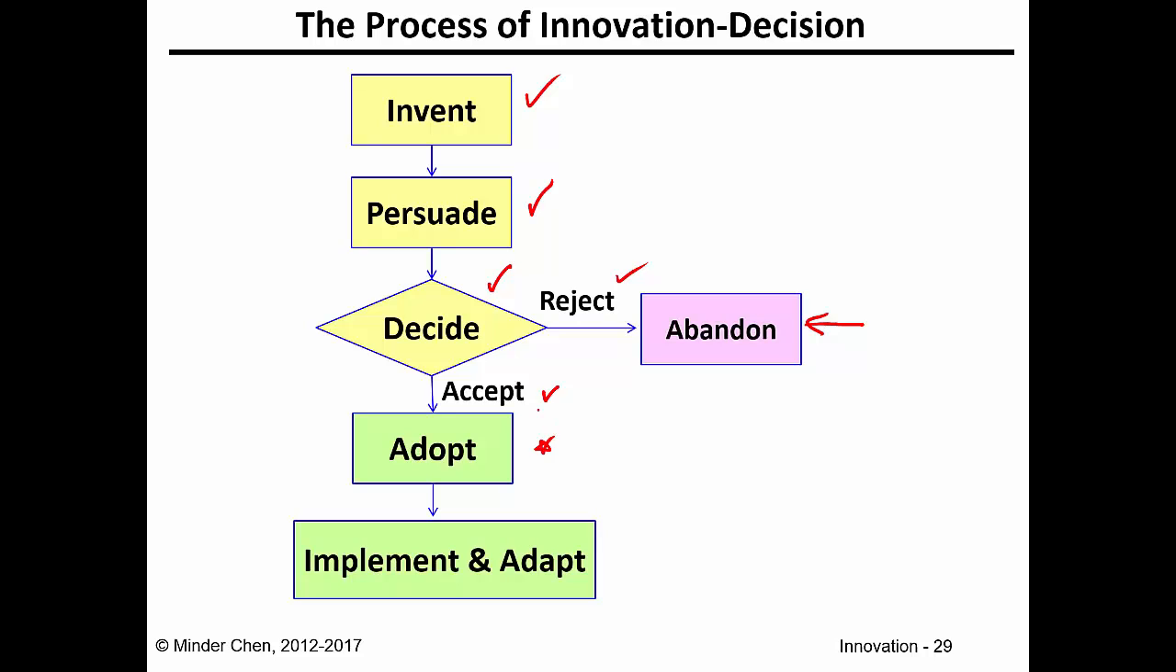They will adopt your technology, and then they will go through an implementation phase. In the implementation phase, the user community may adapt the technology to the specific issue or problem they try to solve. So there's an adaptation involved during that implementation, which is very important. And sometimes those adaptations may lead to further innovation. We actually call that user-generated innovation. We'll discuss that a little bit later.